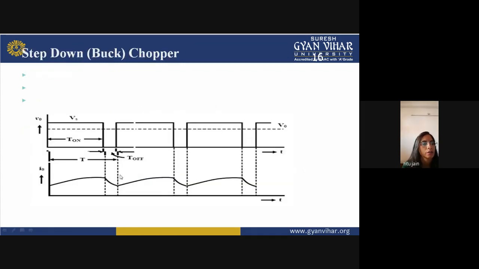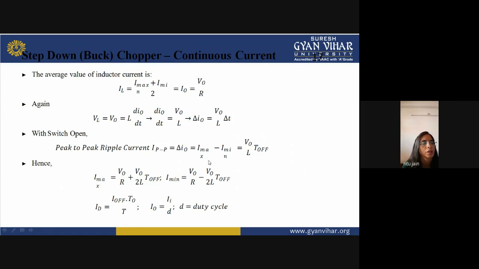You can see that when the switch is open, this current can be written as I max minus I minimum is equal to V naught upon L into T off, because this is off for this particular time. In this particular time you are getting that much of current.